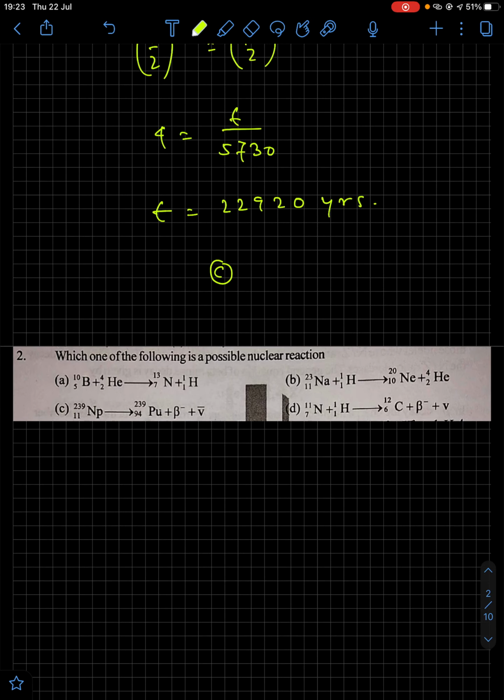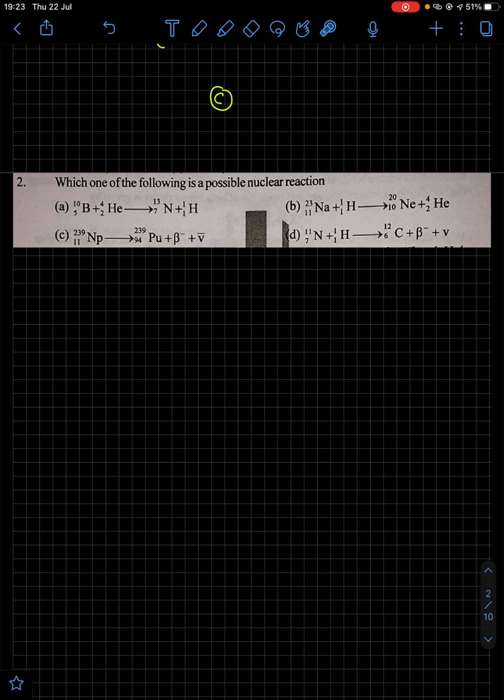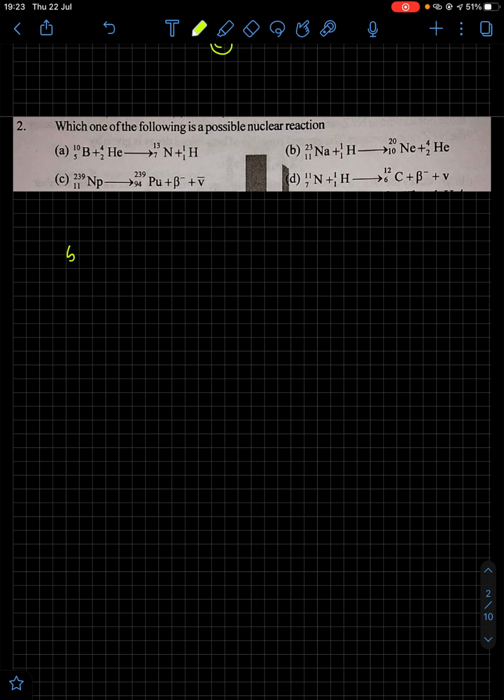Okay, so question number 2. Which of the following is a possible nuclear reaction? In these kinds of questions you check the atomic number and mass number conservation. The mass numbers on the left side, when you add them up, should match the mass numbers on the right side. Same goes with atomic number. If you check here, only option B will be valid. Here 23 plus 1 is 24, 20 plus 4 is 24, and here 11 plus 1 is 12, 10 plus 2 is 12. So your answer is option number B.